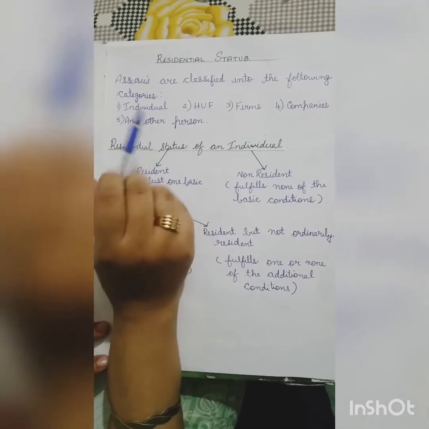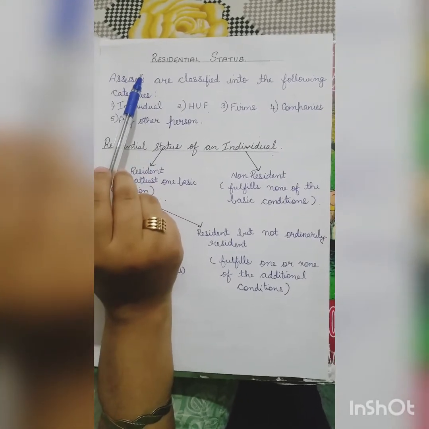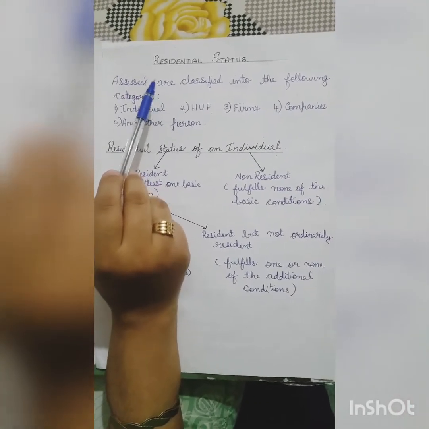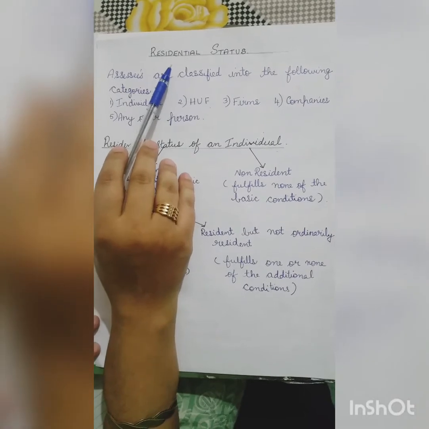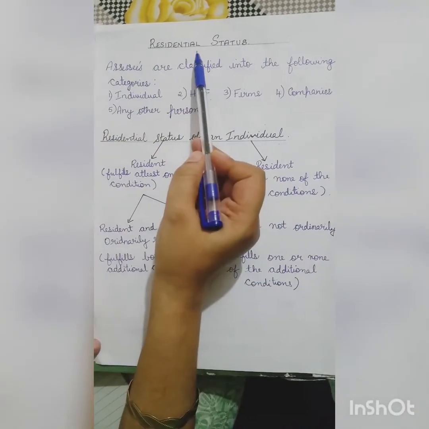Hi everyone, in this video I'm going to teach you about residential status. Now, tax is charged on the income of an assessee. Under the Income Tax Act of 1961, the total income of an individual is computed based on the residential status.